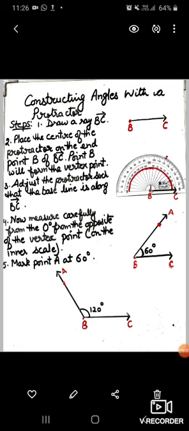In this way you can also draw an angle of 120 or any other angle by just looking at the degrees which are given on the inner scale. You will not see the degrees on the outer scale, but you will see the degrees in the inner scale.